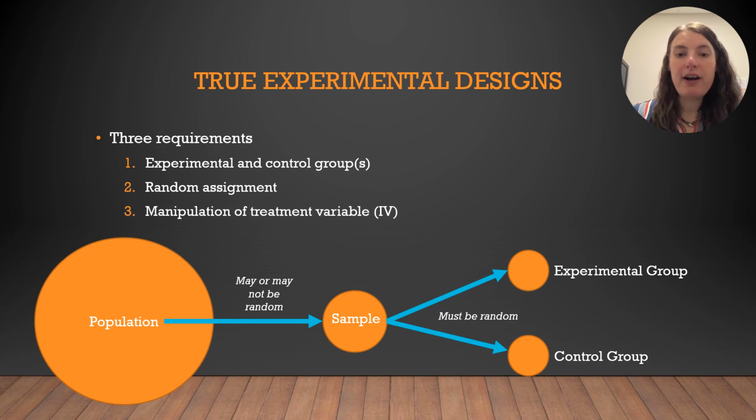Finally, the third requirement of a true experimental design is that we can manipulate the treatment variable or the independent variable. Simply put, the independent variable must be something we can introduce into the situation. This is important because true experimental designs are going to try and measure the dependent variable both before and after the independent variable occurs. So if the independent variable already exists, for example, like gender or race, then the ability to measure before will be hindered.